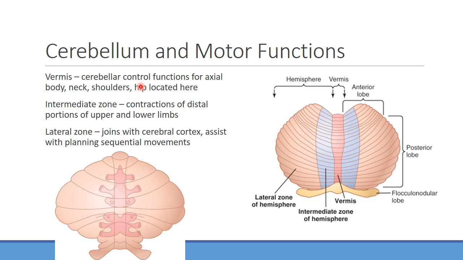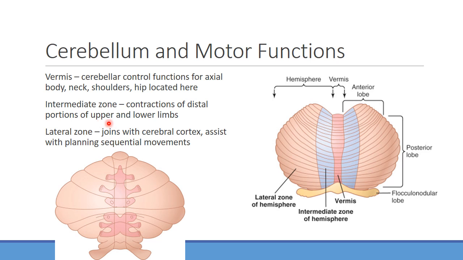This is where a lot of the control functions for your axial movements are going to be occurring. So you can see things like the body, the neck, shoulders, and the hip are all located here. So this helps with posture, making sure you're using those anti-gravity muscles appropriately. So all controlled through the vermis. You can see this here in this picture as well, the topographical breakdown similar to what we saw in the motor cortex and the somatosensory cortex, and see how the actual skeleton and body is mainly going to be maintained here.